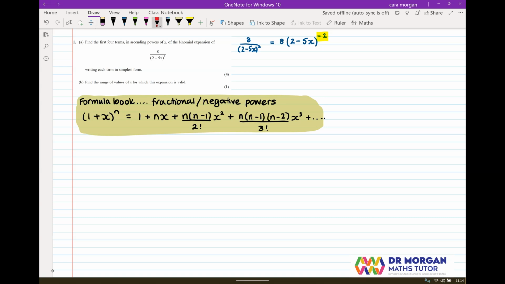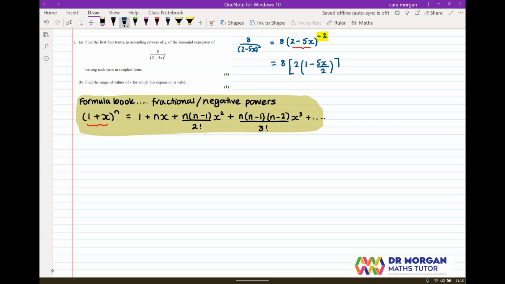Now I notice that I've got to have the bracket in the form 1 plus x. Really, really important there. As I look in our bracket, I can see that that definitely isn't in the form 1 add x, and I do need to change that form before I can even hope to get started. I'm going to write it as 8 lots of, and I'm going to factor out that 2 from inside that bracket there. So I've got 2 lots of (1 minus 5x over 2).